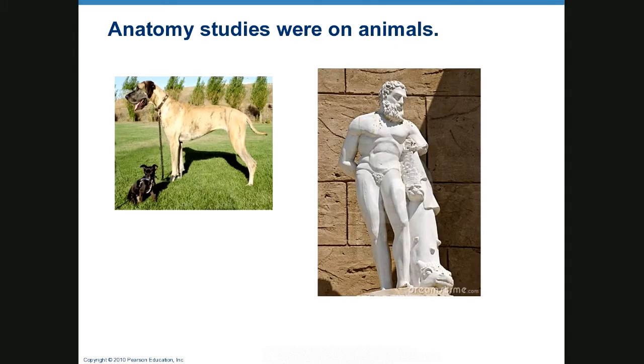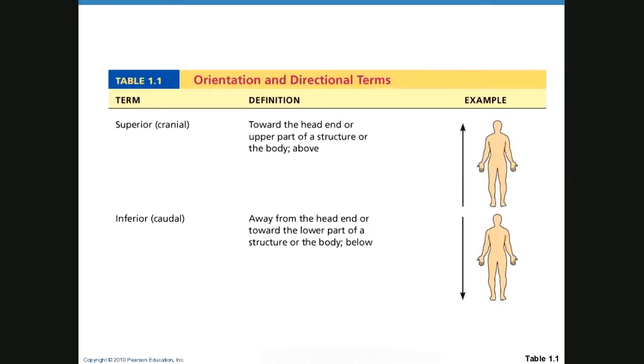Okay, now anatomical studies were done on humans. And as you notice, they stand in different positions. So some of the terms we use in humans do not apply to our animal specimens, like when we dissect our pigs. Okay, superior and inferior work good on humans. Above is superior and below is inferior.